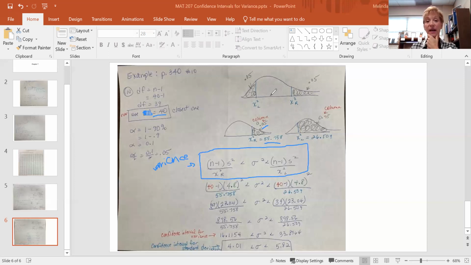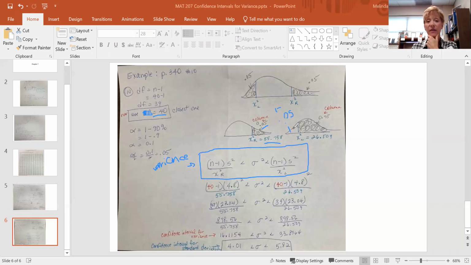Okay. Then I had to go find the one on the left. So I know that that area right there is 0.05, but I don't need that. I need the area to the right. But 1 minus 0.05 is where I got the 0.95. So I'm still on row 40 on my table, and I'm under the 0.95 column. So freeze it and make sure that you agree that those intersect where the number is 26.509.